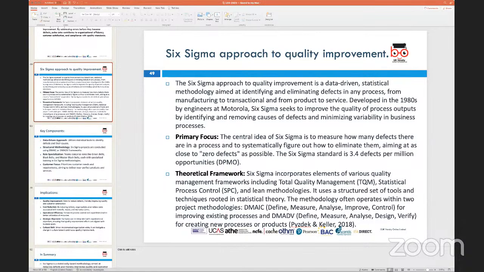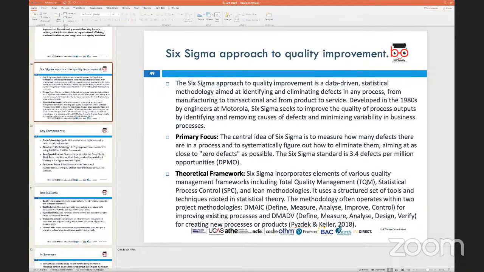So if a product is manufactured and is virtually defect free, that is, if you manufacture say 1 million cars and only 3.4 of those cars develop defects, then you are conforming to what is called the Six Sigma quality standard or Six Sigma performance standard. And that would mean that your product is virtually defect free. And this process is now seen as a methodology which was initially developed within Motorola.